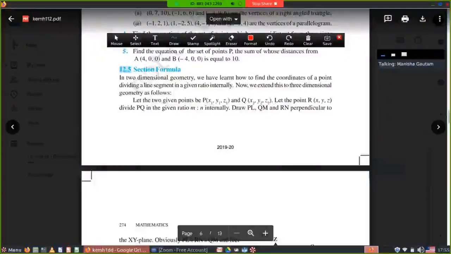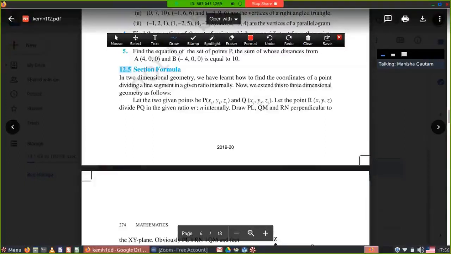Good morning, students. In the previous lecture, we studied what three-dimensional geometry is and what the distance formula is in three-dimensional geometry. If a point is lying in space, how do we get the distance between two points lying in space? Today we will discuss the section formula in three-dimensional geometry.